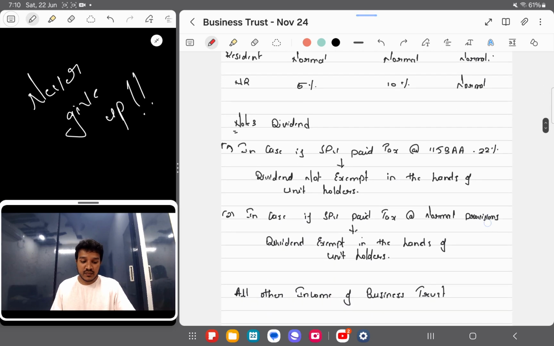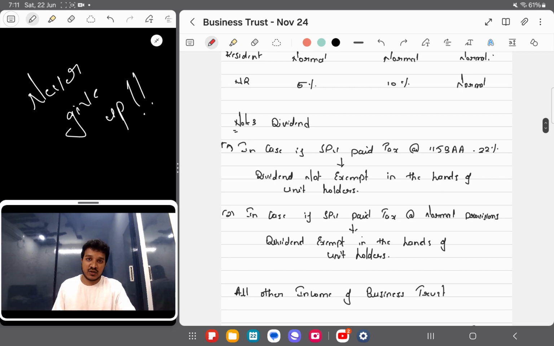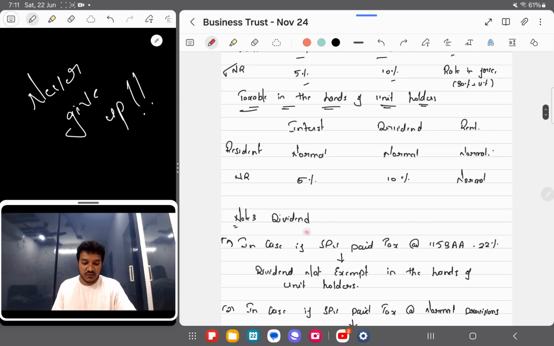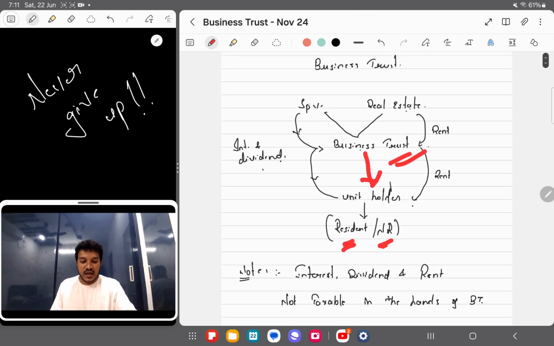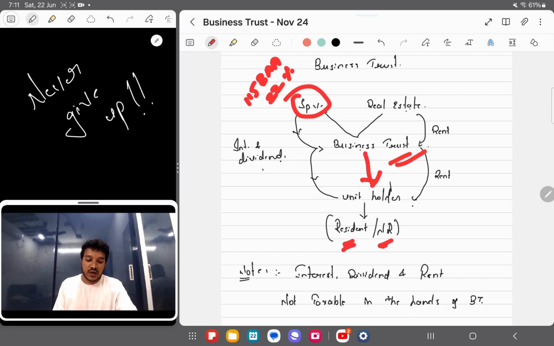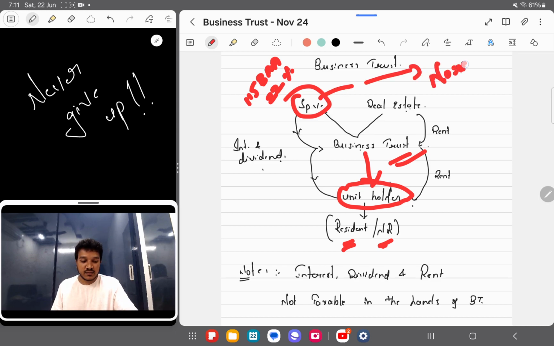But when it comes to dividend, there is a catch. In case of dividend, you have to see at what rate this SPV is paying tax. If it is paying tax as per 115BAA, that is 22% tax, then whatever amount the unit holder is receiving is taxable. If the SPV pays tax as per normal tax rates, which for residents is 30% and for non-residents is 40%, then whatever dividend is received by unit holders is exempt.